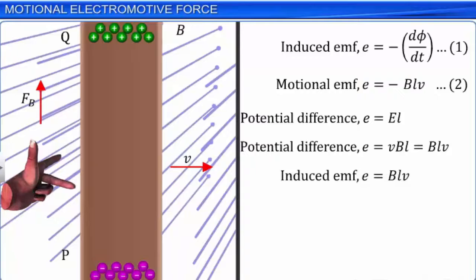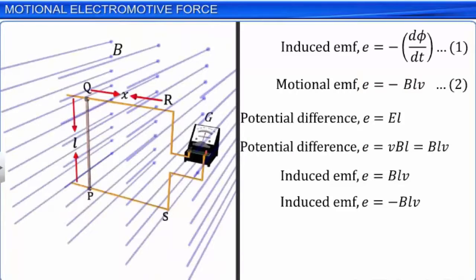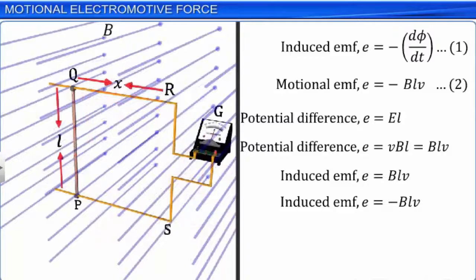Since Lenz's law is obeyed here also, we can write this induced EMF as E equal to minus BLv. This induced EMF E is the motional EMF. Due to the induced EMF, an induced current flows in the closed loop PQRS, and the current can be detected by the galvanometer. This induced current flows along the path QRSP. This equation for the motional EMF derived in this manner is the same as equation 2, which we derived earlier.